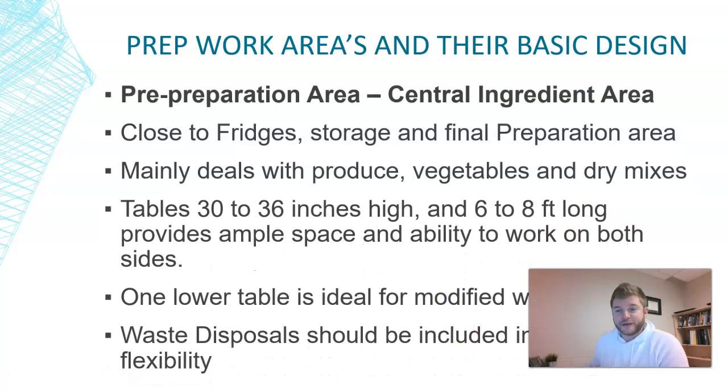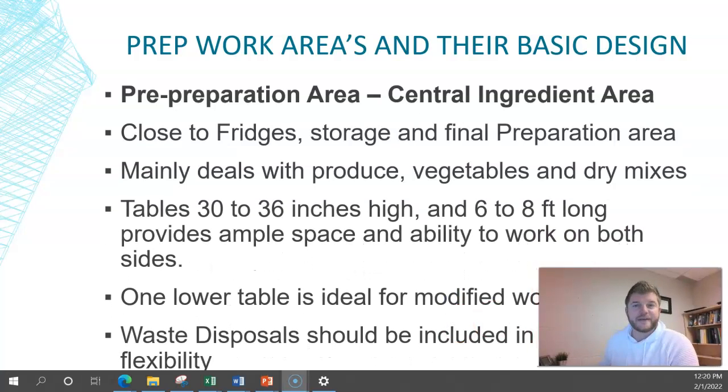So our pre-preparation area. This is where we do our dicing and our prepping, and mostly it involves us doing meat and produce preparation. So this is the central ingredient area. It's closest to our fridges, it's closest to our storage, and fairly close to our final prep area. As I said before, it deals with produce, vegetables, dry mixes. Typically, we want tables 30 inches on the low side to 36 inches high, 6 to 8 feet long, and these provide ample space to work on both sides.